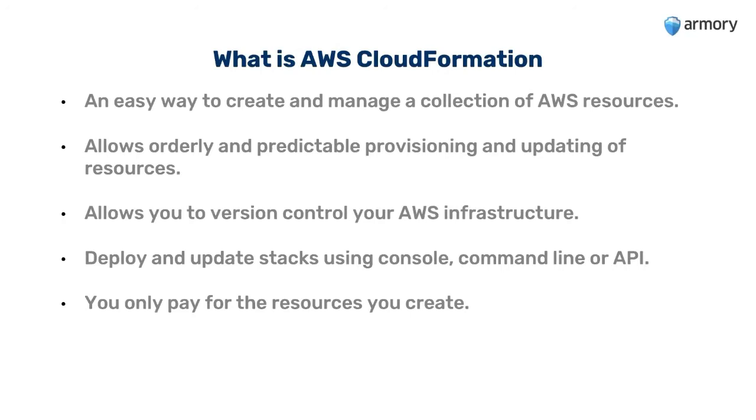resources you create. And so just to summarize, you can provision using CloudFormation using the AWS console. You can provision using the command line, or you can provision using an API. We can version control our AWS infrastructure. We can have a version 1 of Spinnaker. We can have a version 2 of Armory Enterprise. We can have a version 3 and so forth. We have orderly and predictable provisioning and updating of resources. I mentioned that the EKS sits on top of the VPC, and Spinnaker sits on top of the EKS, and that functionality is provided via the CloudFormation and so forth.